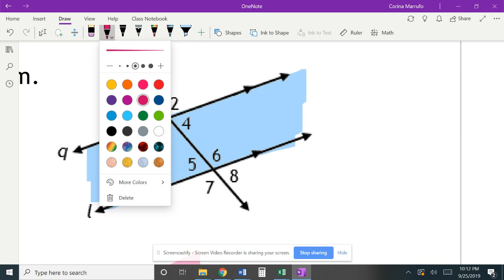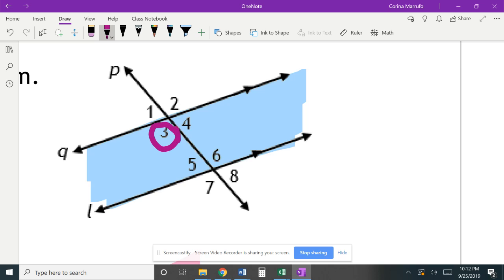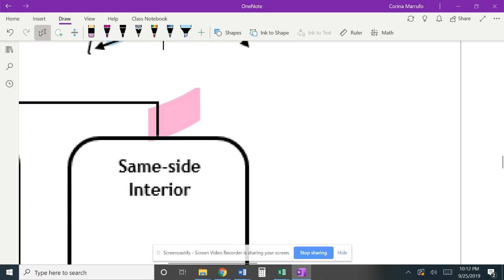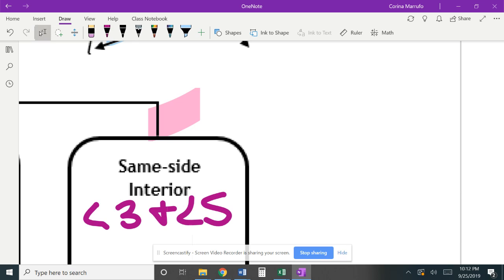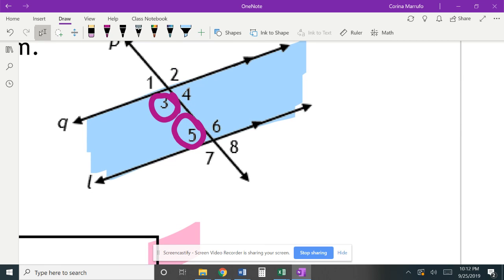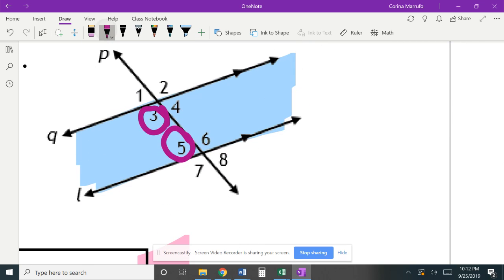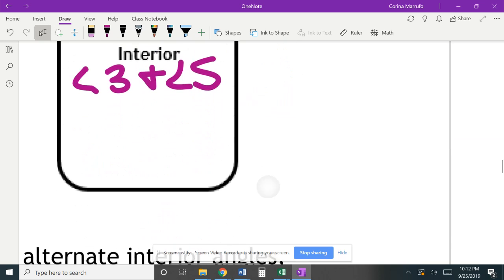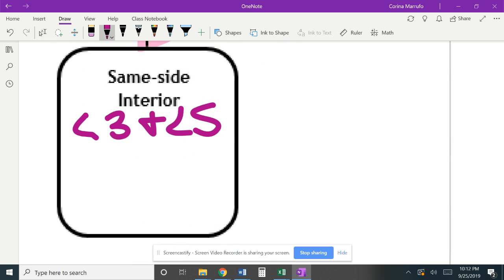Angle 3 is on the same side of the transversal as angle 5. These are considered same side interior. So angle 3 and angle 5. And then the next, angle 4 and angle 6. 4 and 6 are also same side interior. So angle 4 and angle 6.